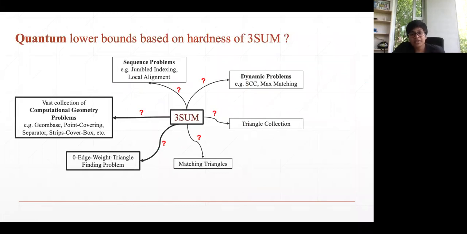And another interesting thing was, it's not just that for threesome to zero edge weight triangle finding we had this roadblock, but even for reductions from threesome to these computational geometry problems, we had a similar roadblock where threesome was reduced to some sorted version of threesome, and then it was an easy quantization of these classical reductions. So it was not only for this problem that we needed to understand the hardness of sorted threesome in the quantum setting, but even to understand the hardness of these problems, we needed that. And we dove into it.